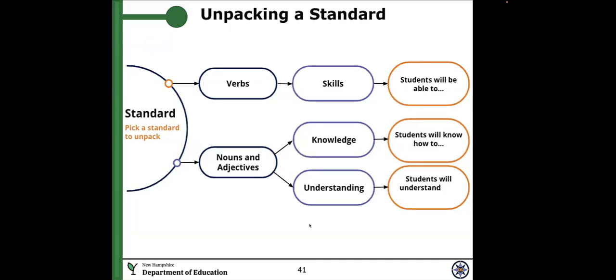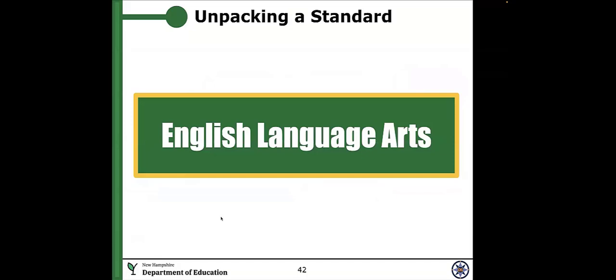We have here an unpacking standard template that we're going to be going through for ELA, math, and science to unpack specific standards. First things first, you pick a standard, and then we look at the verbs that turn into skills and what students will be able to do. Then we look at nouns and adjectives to determine knowledge and understanding, what students will know and what students will understand. So we're going to go right through this and start with language arts.